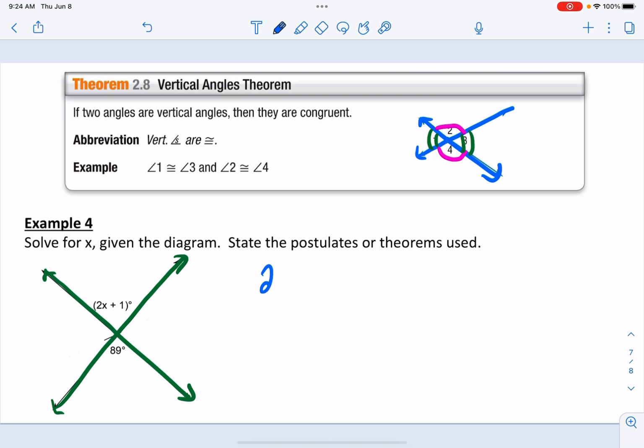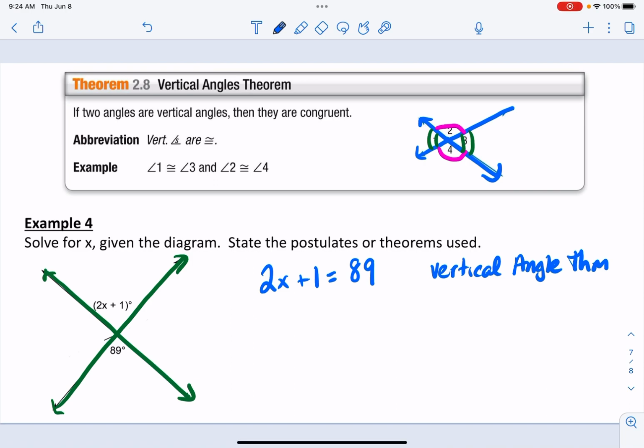I have 2x plus 1 equals 89. And how I got that equation is I used the vertical angles theorem. Okay, now I subtract: 2x equals 88. X is going to equal 44. And that is my video on proving some angle relationships.